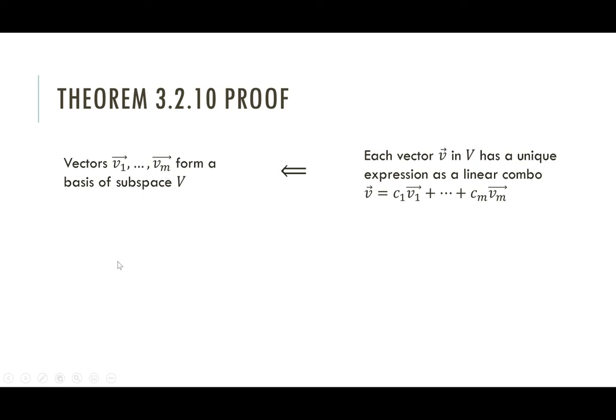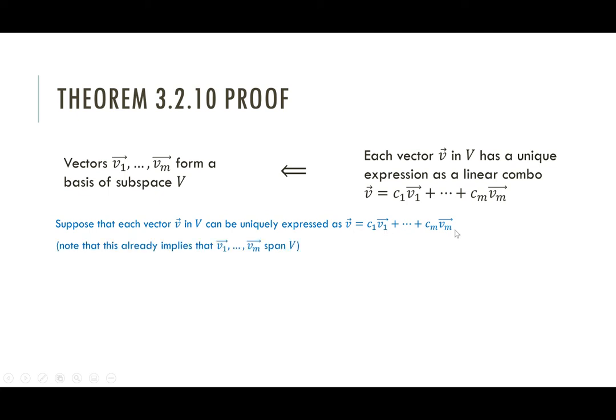So okay, let's start with our hypothesis. We're supposing each vector, every single one of them, can be uniquely expressed as a linear combination of these vectors. Let's just note right away that this already implies that the vectors v1 to vm span V. And remember, to be a basis, you need to span V and be linearly independent. So what's left to do is to show that v1 to vm are linearly independent.